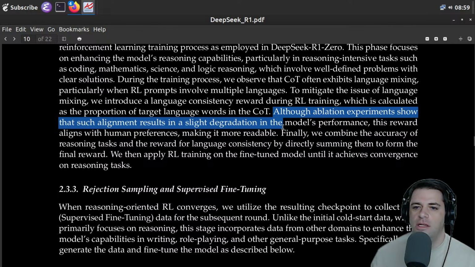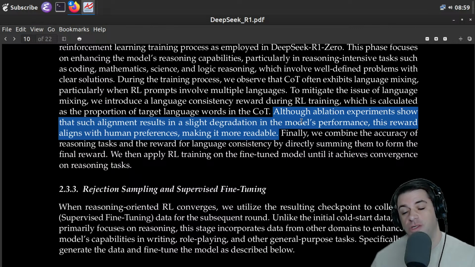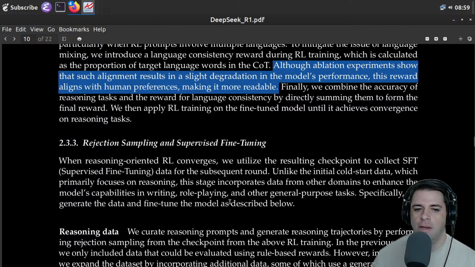And they say that when they test this reward using an ablation study, which is basically they test with and without the reward, requiring the same language results in slightly degraded performance against, I don't know, maybe some sort of benchmark, but humans prefer it. So there's some sort of implicit human benchmark that it's doing better at, so they leave it in.